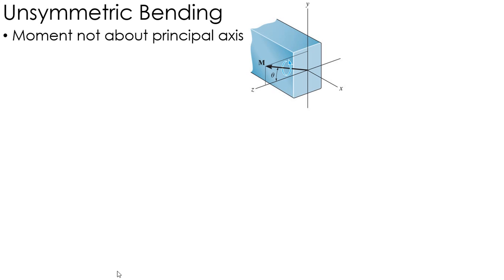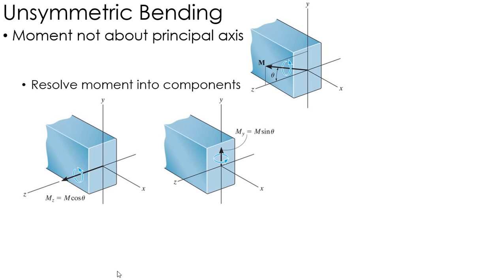We're going to look at two different things here. The first thing we're going to look at is unsymmetric bending, and what I mean by that is when the moment is applied about some axis other than the principal axis, so at some angle from the principal axis. And it's pretty easy to deal with these things.